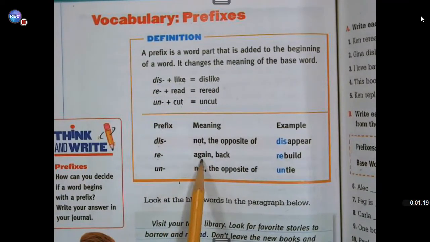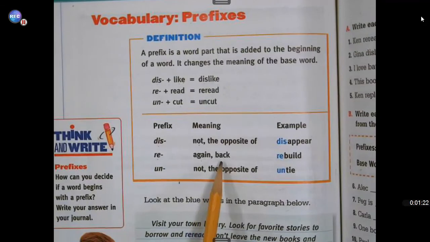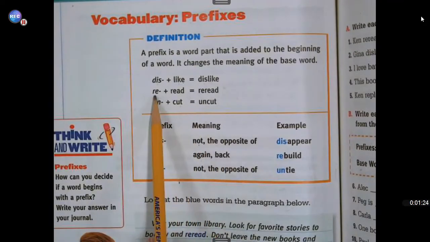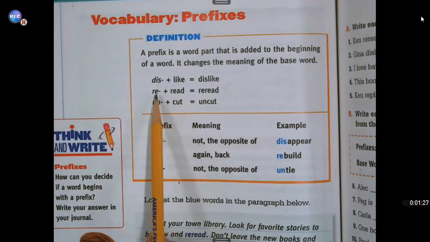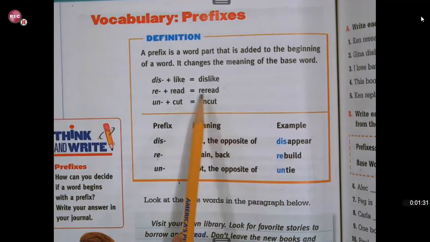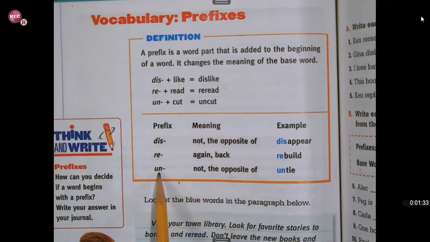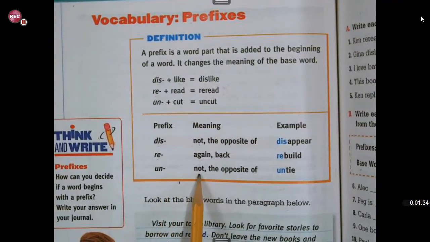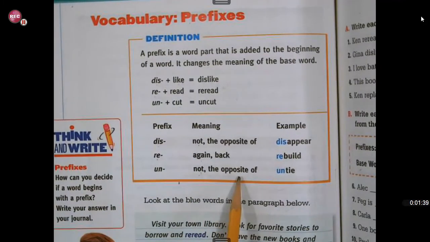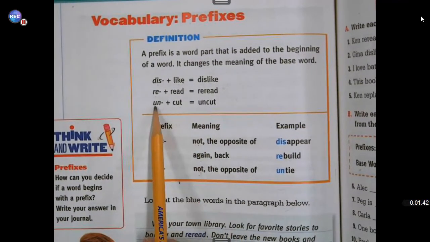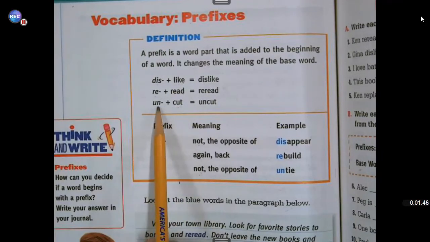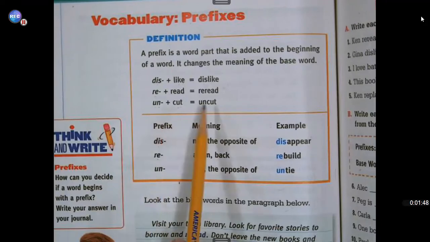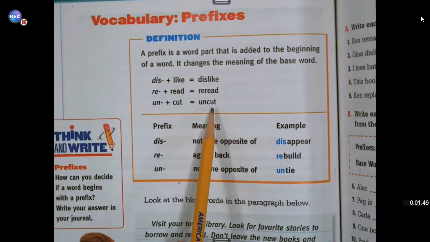Then we learned about the prefix re. Re means again, or it means back. So if you have re in front of read, it means to read again. So reread means to read again. Then the prefix un could mean not. Notice dis also means not, and it can also mean the opposite. So uncut. If you have cut with un before it, it means not cut. So uncut means not cut.